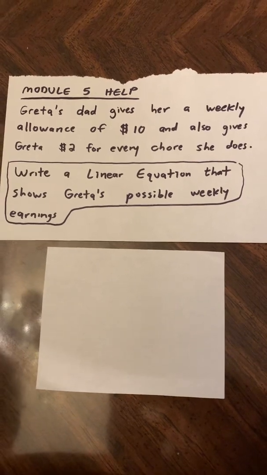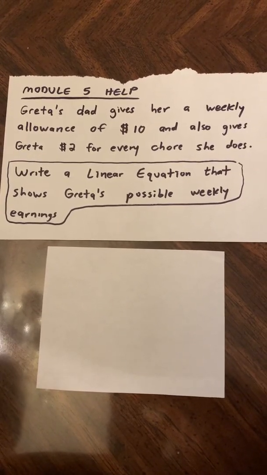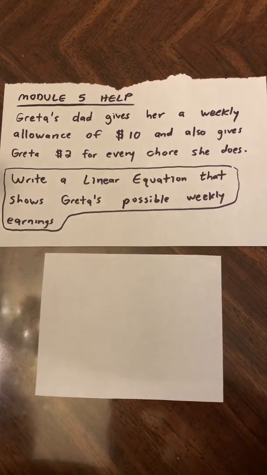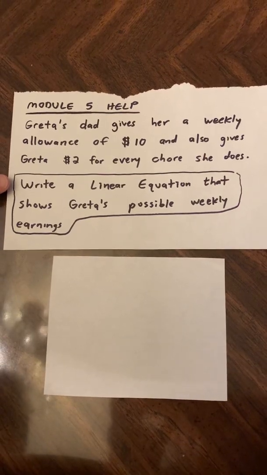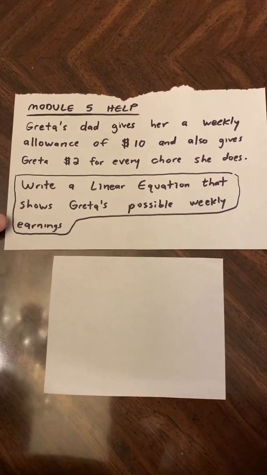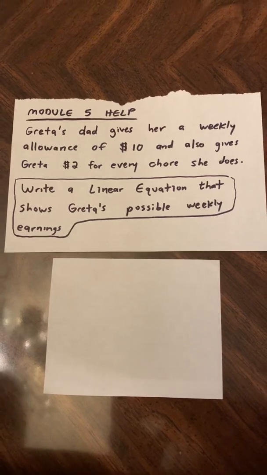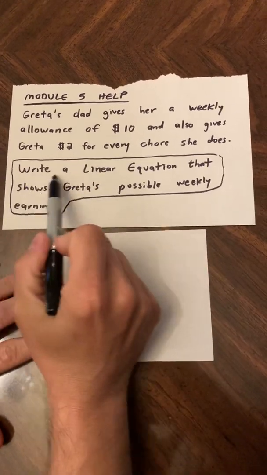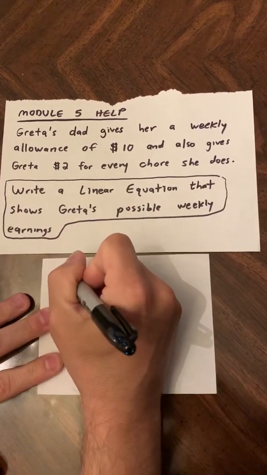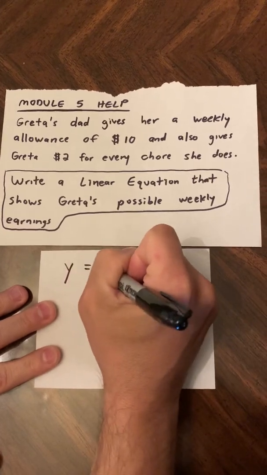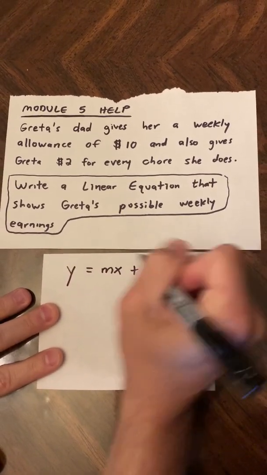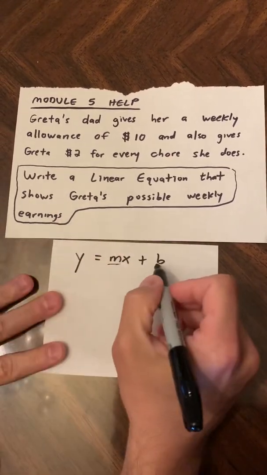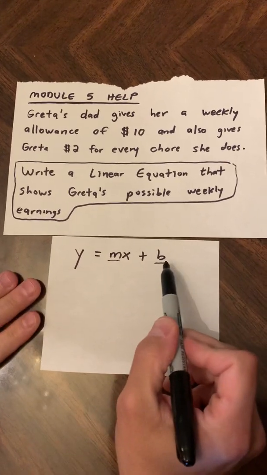It says Greta's dad gives her a weekly allowance of $10 and also gives Greta $2 for every chore she does. Your task is to write a linear equation that shows Greta's possible weekly earnings. Obviously she's going to earn more by doing extra chores. As soon as you are asked to write a linear equation, we should know that it will always be in the form y equals mx plus b. We saw that in module 4, where m represents the slope and b is your y-intercept, your starting value.